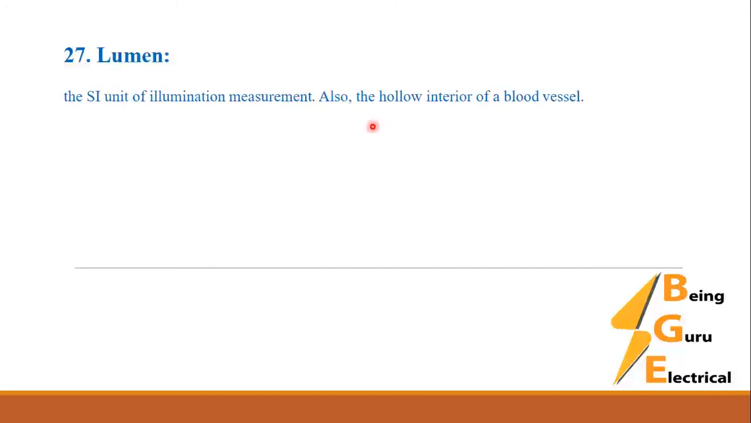Next we have lumens, the SI unit of illumination measurement. This is the SI unit. The term lumen is also used for the whole interior of a blood vessel, but basically this is the SI unit of illumination.